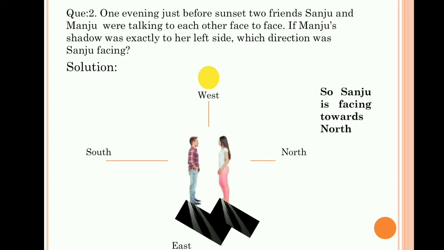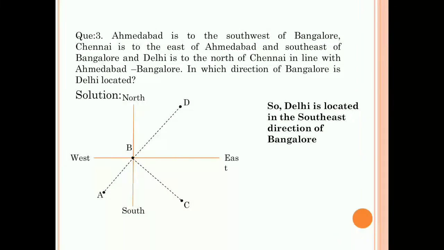So according to the question, Manju is facing towards south, and it is asked in which direction Sanju was facing. Since they are face to face, if we see in the below diagram, Manju is facing towards south, so the person opposite to her, who is face to face with her, will be facing towards north. So Sanju is facing towards north. Now let's see another problem on the directions.